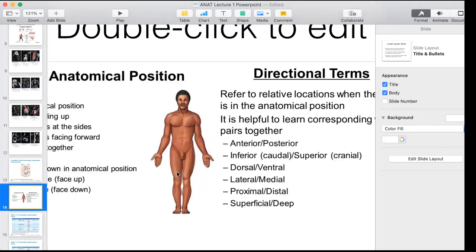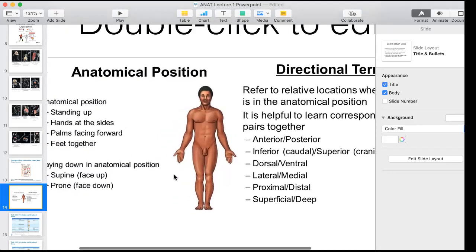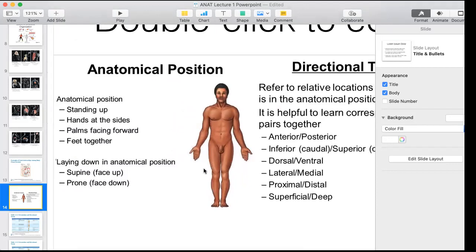So this is normal anatomical position. Nobody stands like this, but what you are doing is standing up straight, hands at the sides, palms forward, feet together. If the person is laying down, they are either going to lay down flat, which is supine, face up, or prone, face down.